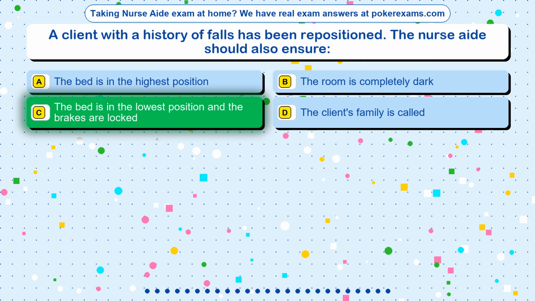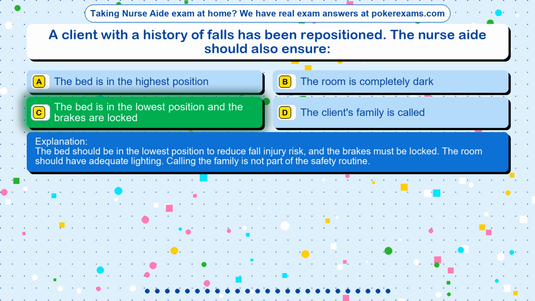The correct answer is option C. The bed is in the lowest position and the brakes are locked. The bed should be in the lowest position to reduce fall injury risk, and the brakes must be locked. The room should have adequate lighting. Calling the family is not part of the safety routine.